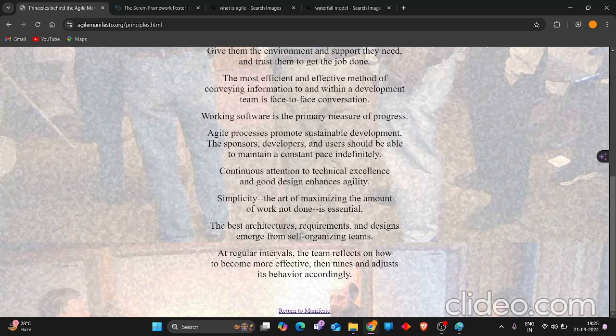At regular intervals, the team reflects on how to become more effective, then tunes and adjusts its behavior. This principle is trying to explain that at regular intervals, all the people should meet, share their learnings, and teach each other how they are doing. In that way, they can improve themselves, and by improving themselves, they can develop the software faster.